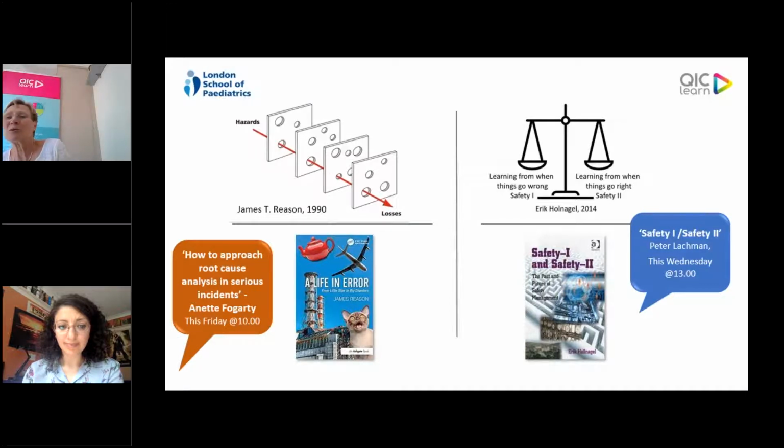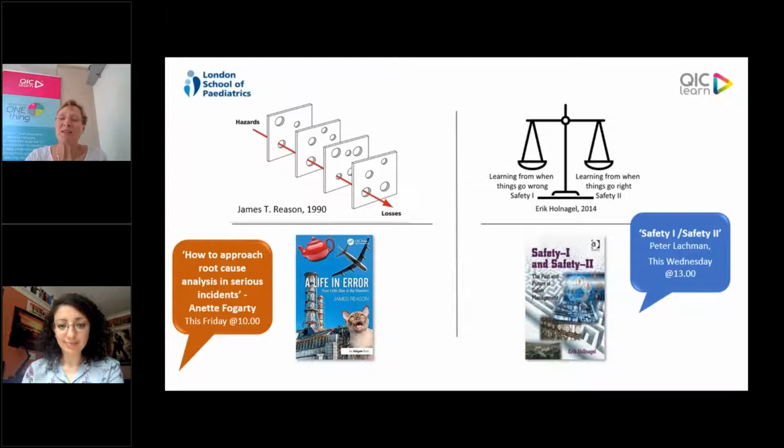And I've put here also that you're going to be doing a piece on root cause, so you can play into that session if you want to learn a little bit more about that. And then from there, in patient safety terms, we've moved on, and we now have the model called Safety 1 and Safety 2, which Erik Hollnagel published in 2014. And Peter's going to be talking about that this Wednesday, Peter Lachman.